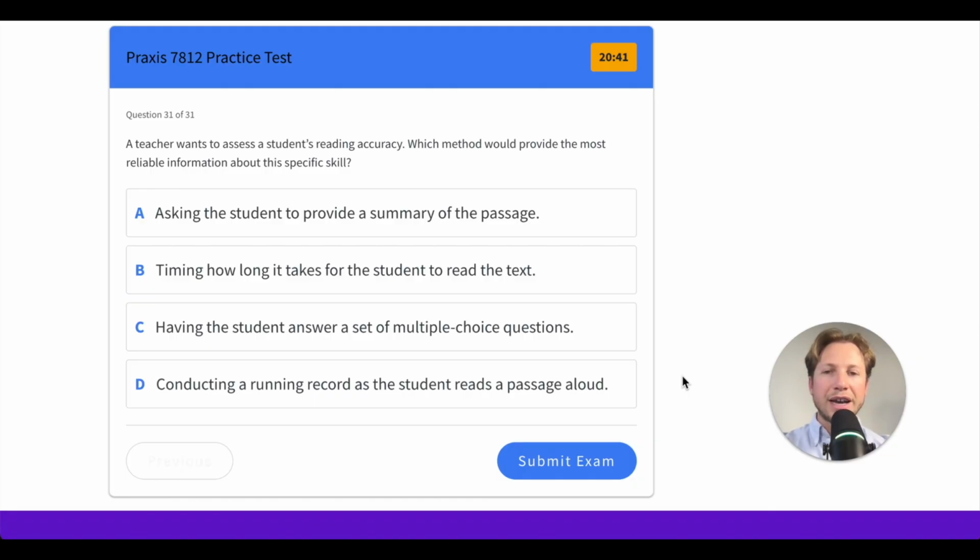So if you find a question on test day asking you about assessment of accuracy, go ahead and look for the key term in answer option D, running record. Remember, running record is a direct assessment tool where you and I as teachers, we mark errors as the student reads aloud, and then we provide them with direct, individualized feedback.